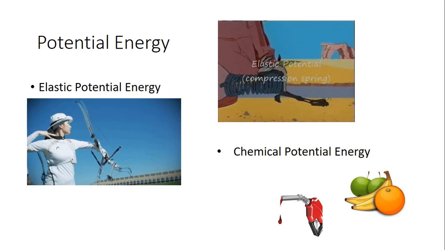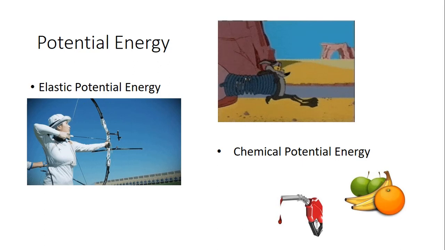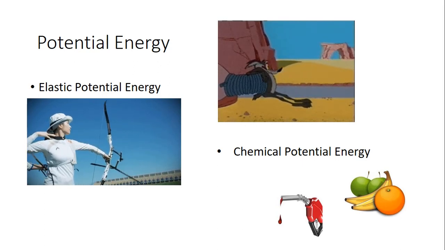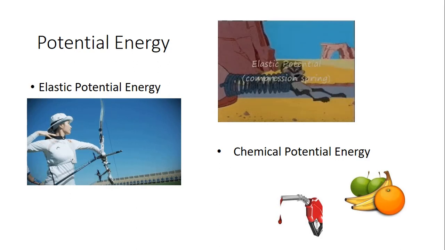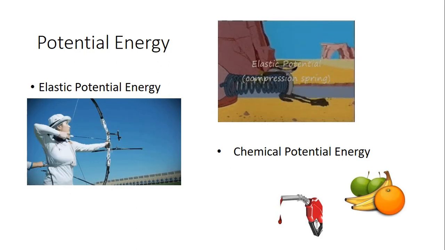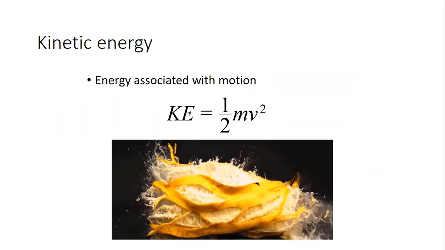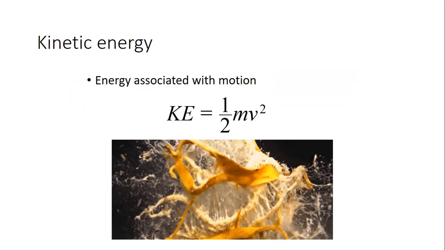Another type of potential energy is chemical potential energy. Gasoline you put in your car or the food that you eat. These are different types of chemical potential energy. This is not the limit of potential energy, just a few examples. Potential energy is the energy stored in an object.